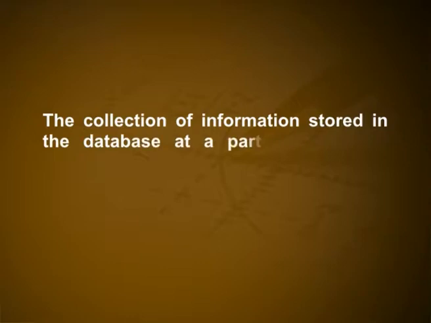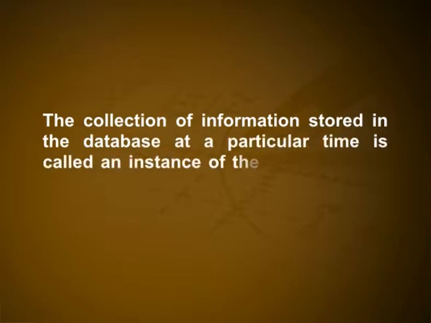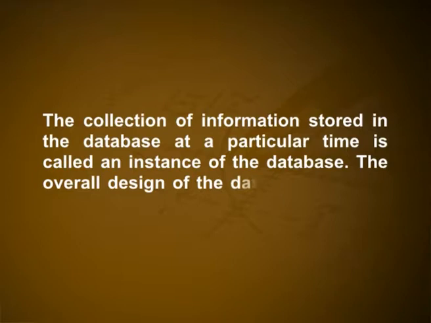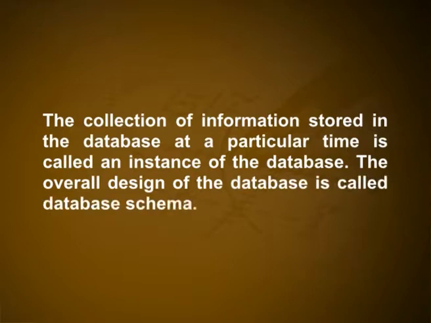To provide different users with different information within the same database, database systems use schemas and subschemas. A schema defines the overall design, whereas a subschema defines only a portion of the database, specifying a particular user's needs. The collection of information stored in the database at a particular time is called an instance of the database. The overall design of the database is called the database schema. Database systems have several schemas according to the levels of abstraction.